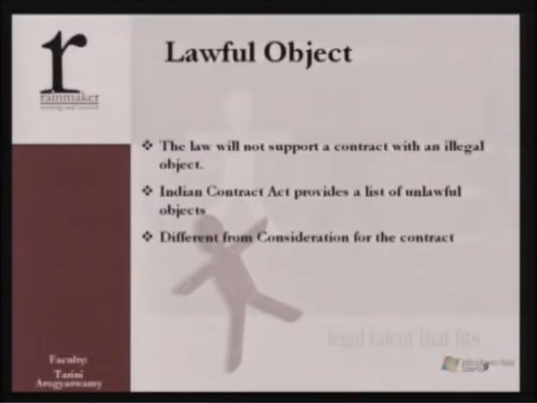The next condition that's required is lawful object. Lawful object looks at the purpose of the agreement. Why is the agreement being entered into? What is the purpose, the reason behind the parties entering into that contract? The law will not support a contract with an illegal object, with an illegal purpose. For instance, if 2 people enter into a contract to have someone killed, the law is not going to enforce that contract. That is a contract with an illegal purpose.